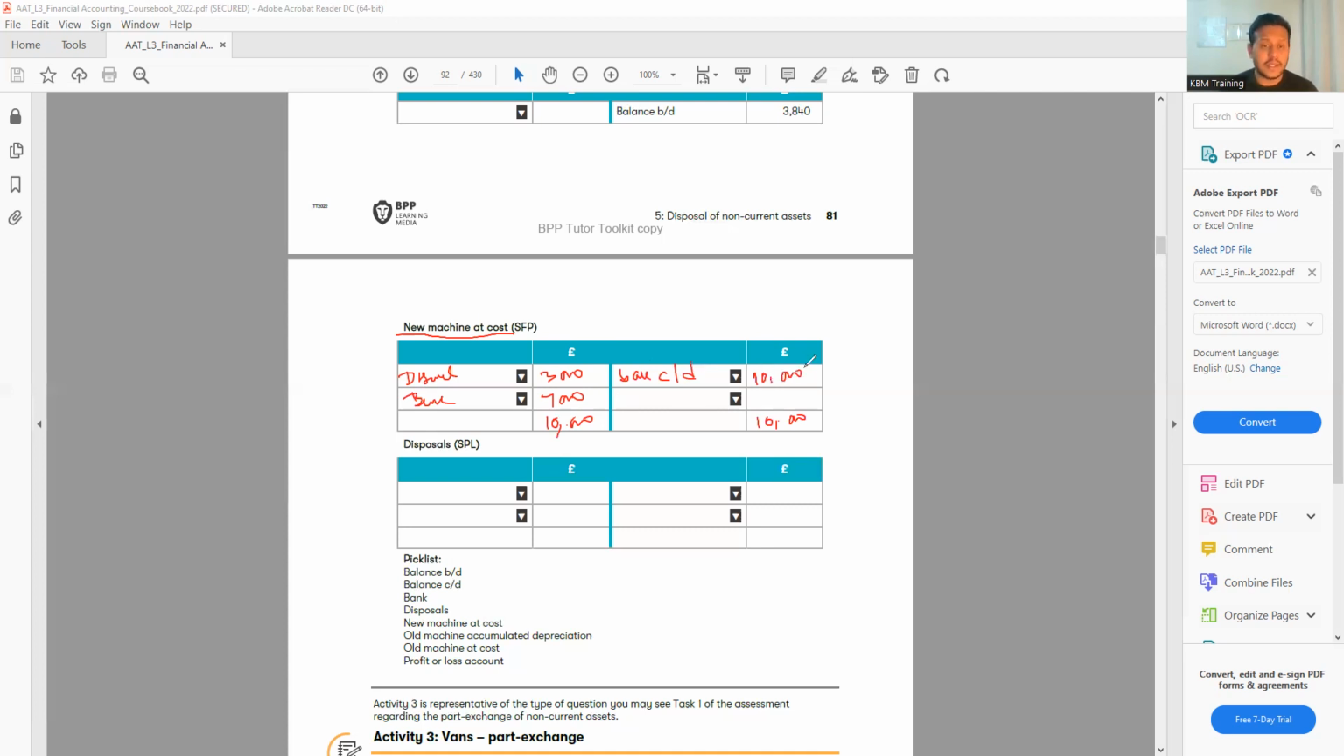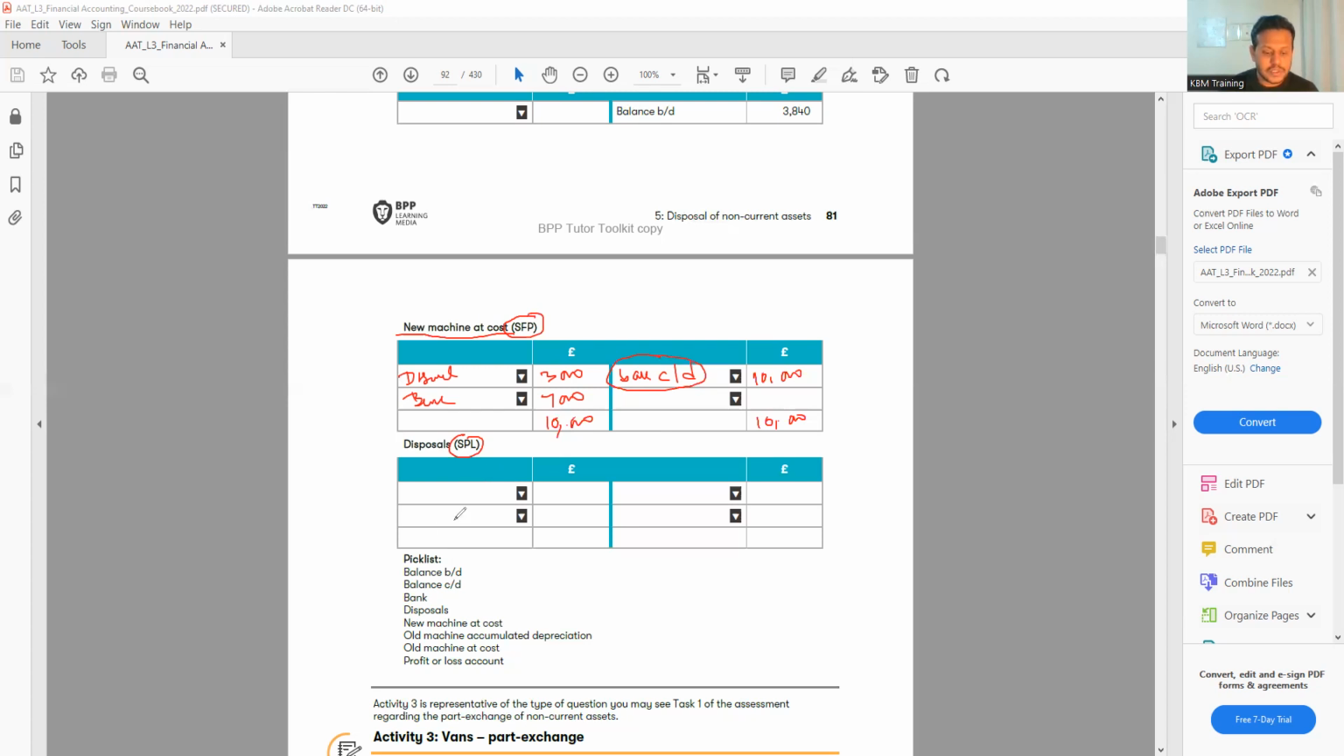Remember, if any item or entity belongs to SFP, that is the statement of financial position, we always do the balance c/d and b/d. If any item belongs to SPL, that is the statement of profit and loss account, we don't do balance c/d b/d, we do the profit and loss account.